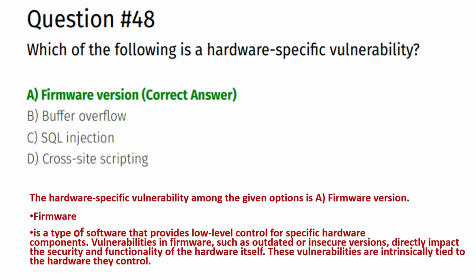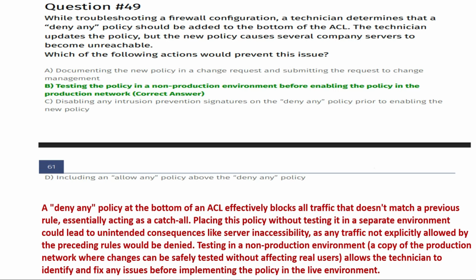Firmware is a type of software that provides low-level control for specific hardware components. Vulnerabilities in firmware, such as outdated or insecure versions, directly impact the security and functionality of the hardware itself. These vulnerabilities are inherently tied to the hardware they control. So that's why the correct answer is A, firmware version. So let's move to the next question.